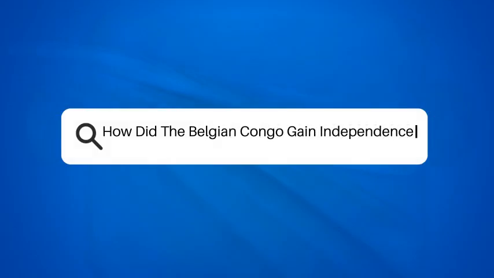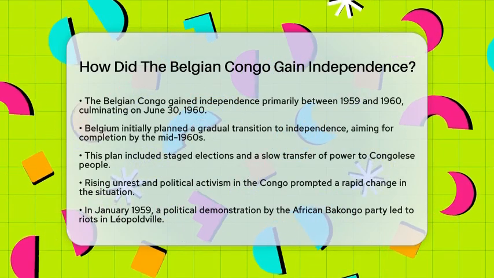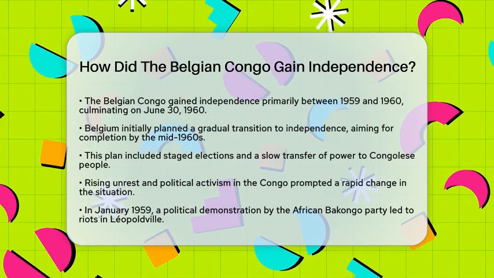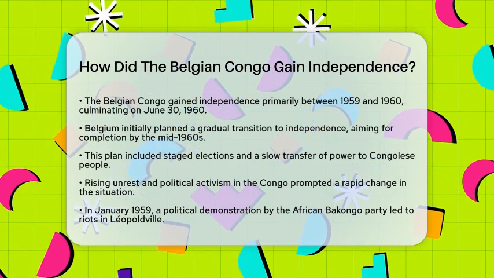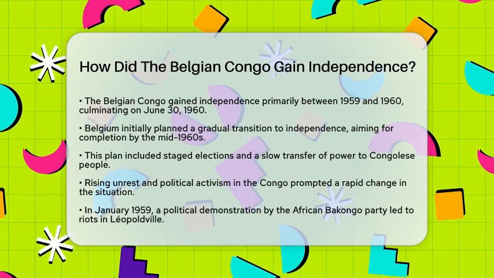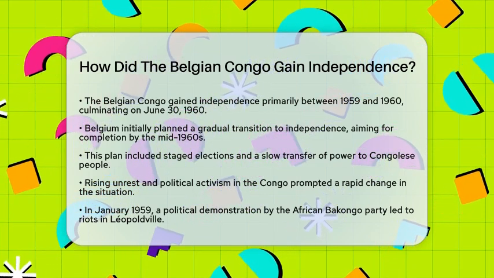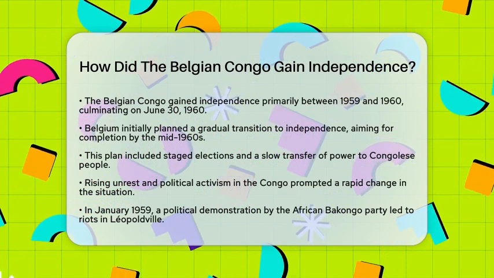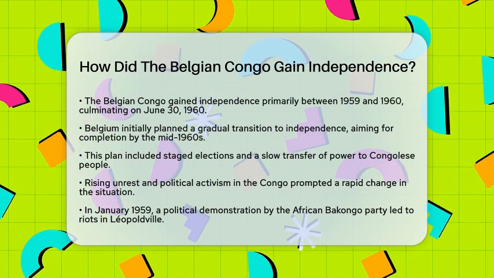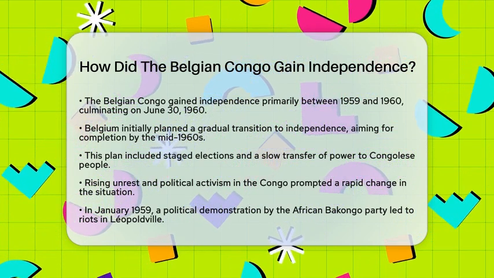How did the Belgian Congo gain independence? Have you ever wondered how a nation transitions from colonial rule to independence? The story of the Belgian Congo is a fascinating chapter in history. The Belgian Congo gained independence through a swift political process that took place mainly in the years 1959 and 1960. This journey culminated on June 30, 1960.